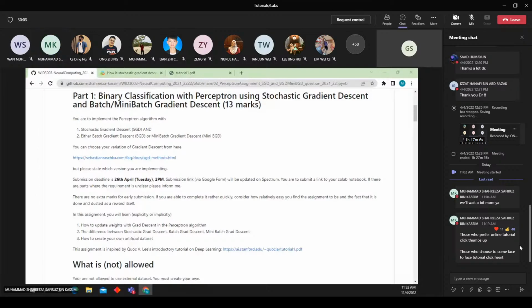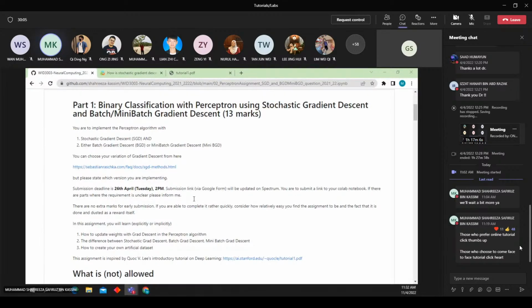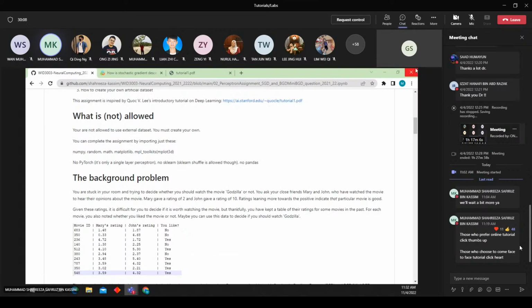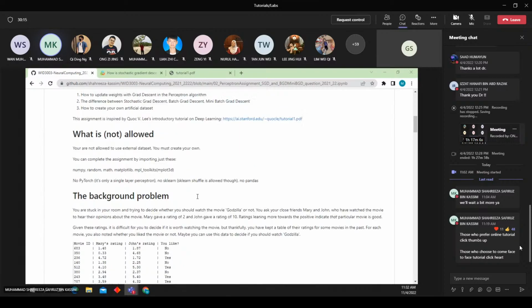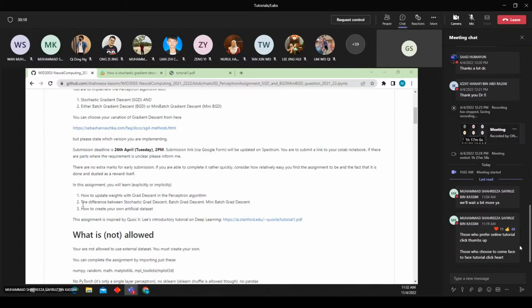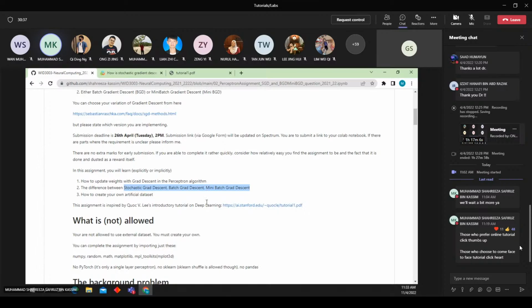So, where was I? If you have any questions, please ask me again. The idea here is for you to understand and implement gradient descent, and understand the difference between stochastic gradient descent, batch gradient descent, and mini batch gradient descent. Here you will automatically learn the difference between stochastic, batch, and mini batch, and you will be learning about epoch as well. What is epoch?